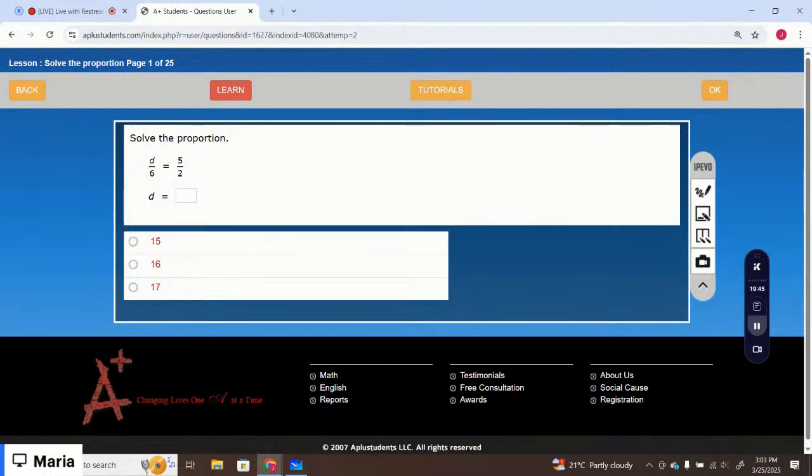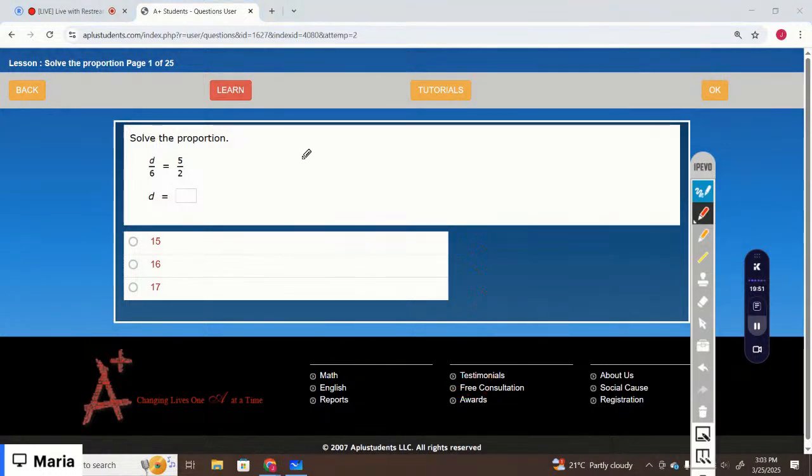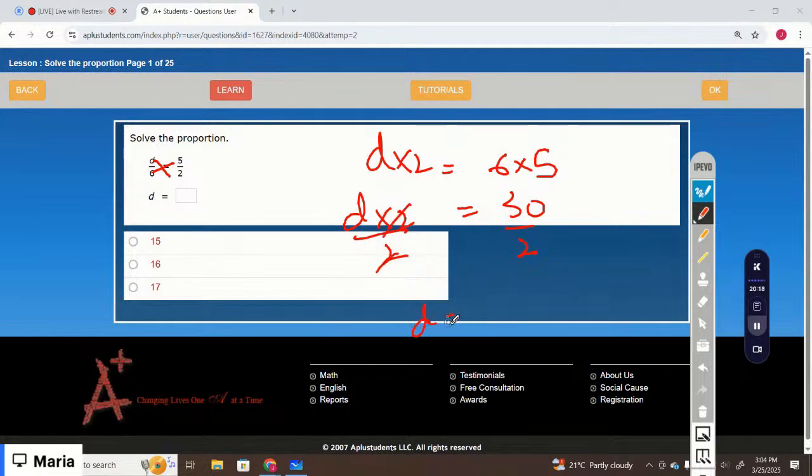Solve the proportion d by 6 equals 5 by 2. So you need to find the value of d. You have to do the cross multiplication method, that is d times 2, equals 6 times 5. So d times 2, and 6 times 5 is 30. You have to find the value of d only. So you have to divide both sides by 2. 2 and 2 cancel out. So d equals 15. Option number 1 is the correct option. That is d equals 15.